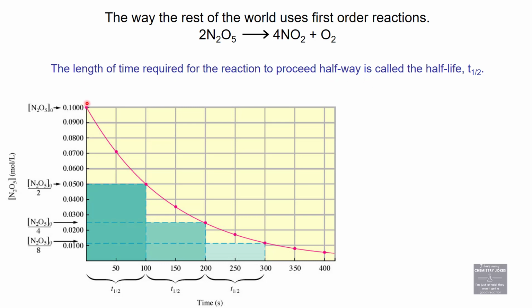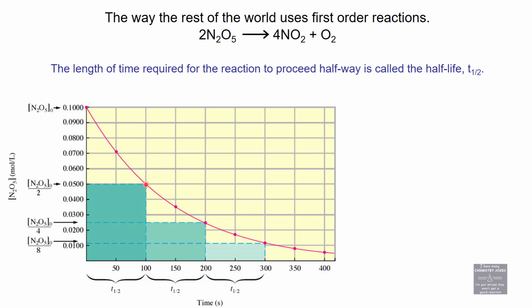So if you start at 0.1 molar concentration, how long does it take to reach half of that initial quantity? So 0.1 molar, half of that means 0.05 molar. How long does it take to reach that? For this particular reaction, that's 100 seconds.